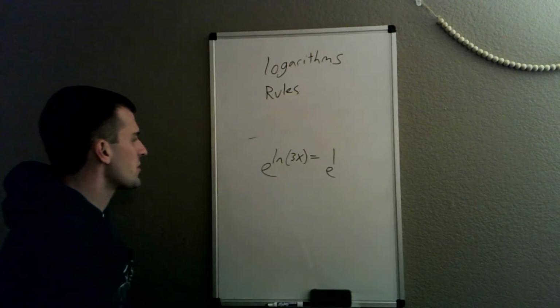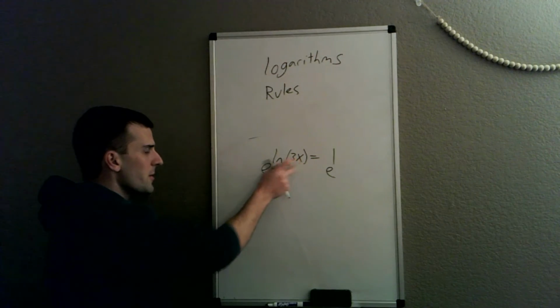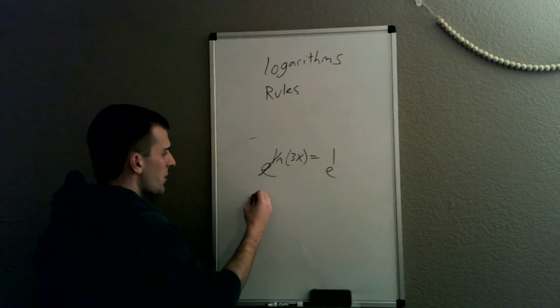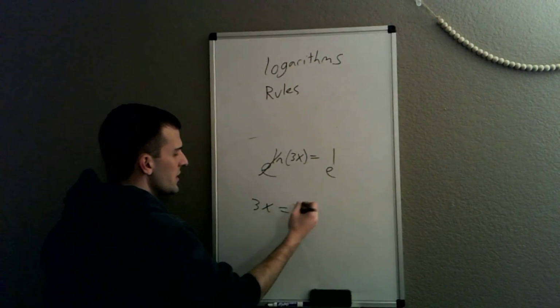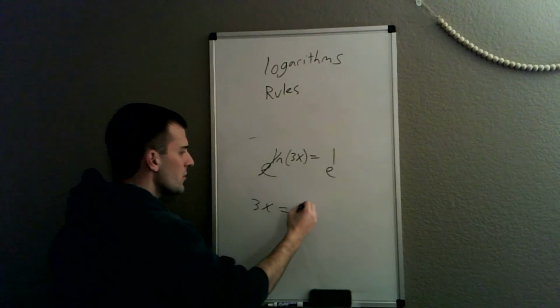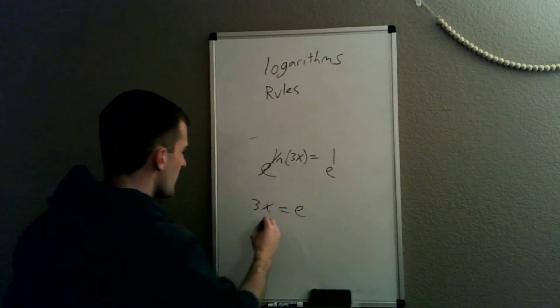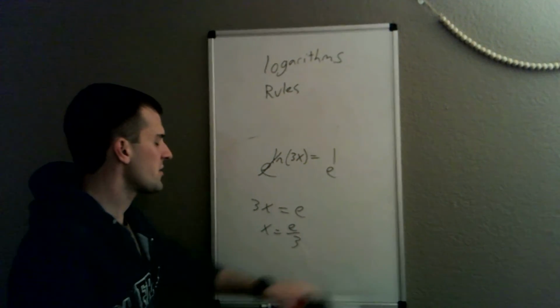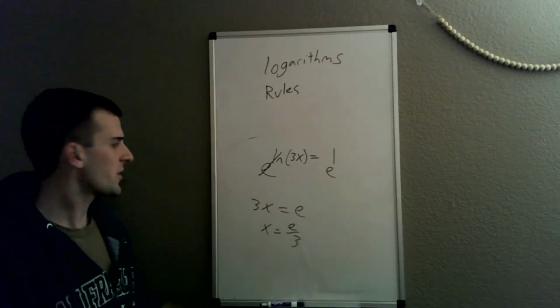So in this case, since we started out with a natural log, we're raising the entire thing to the power of e to cancel this out. And we were left with 3x equals e raised to the power of 1, which is just e. And then we get x equals e over 3. And to get a decimal approximation, again, we can plug that into a calculator.